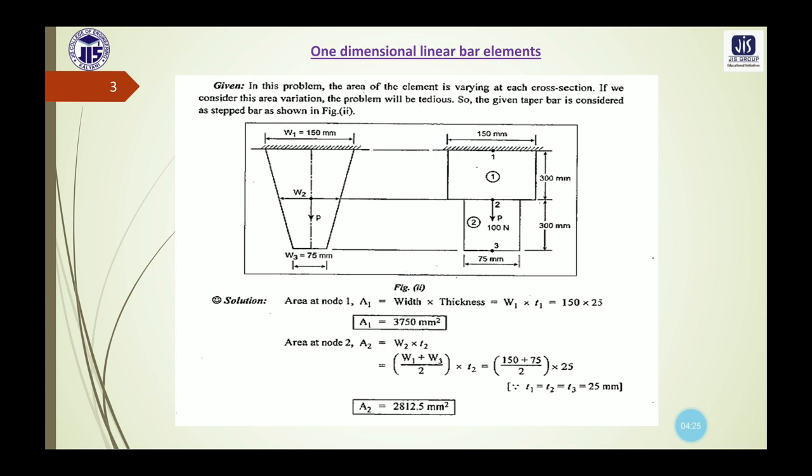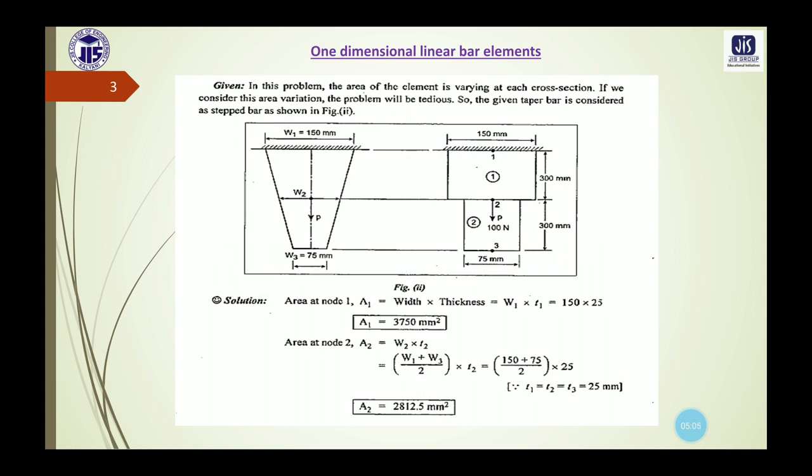So this concept we have also discussed earlier in the theory part, that for the simplicity of the numerical, the tapered shape cross section is actually considered as a stepped bar. So here also that same thing we have implemented. So in this tapered shape bar, we have considered two different stepped bars or two different elements and three different nodes here.